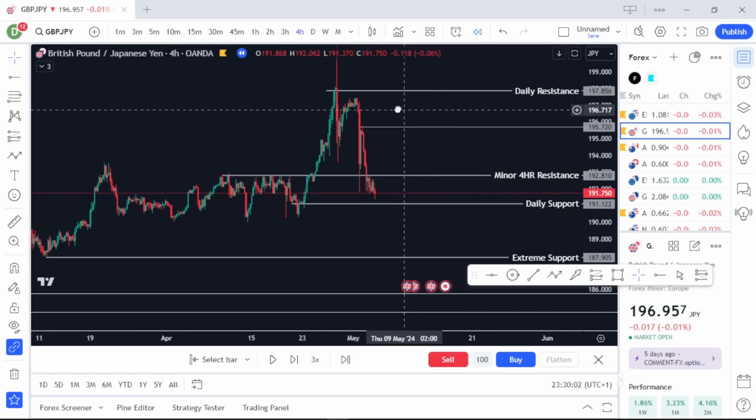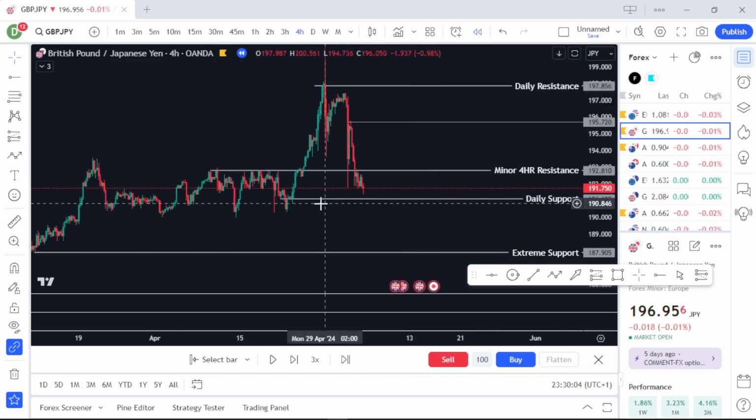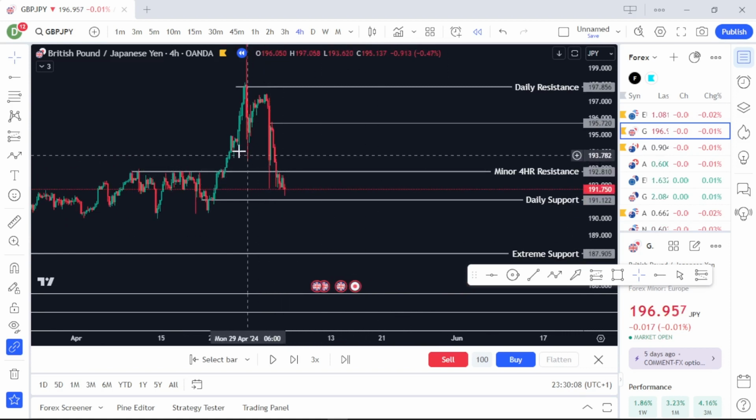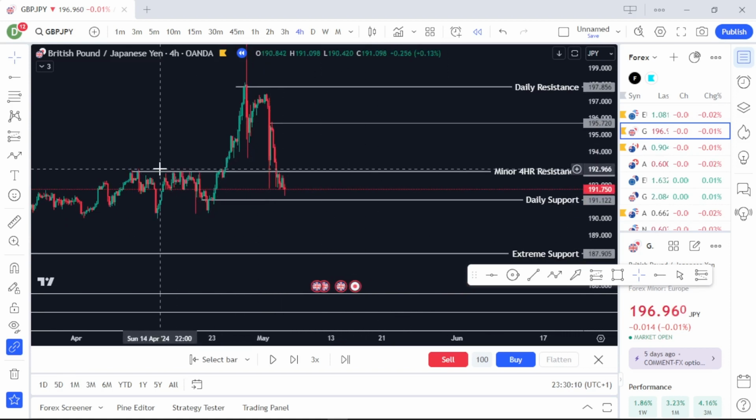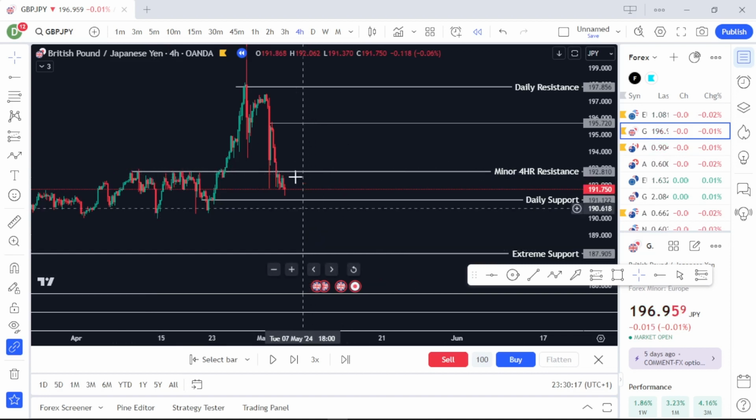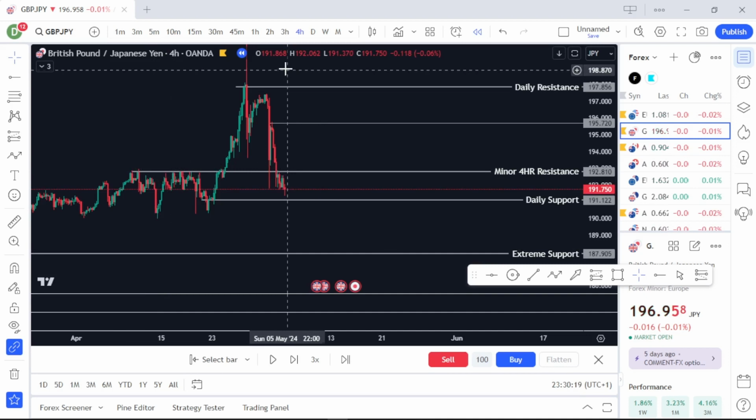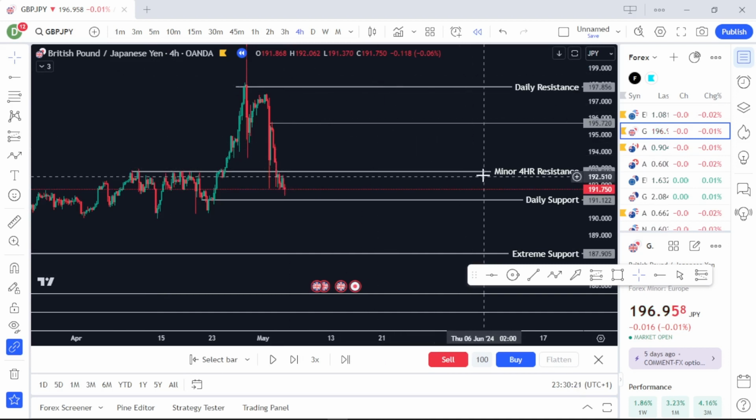Our daily resistance area, our daily support area, and our daily extreme support area. Now, when we came over to the 4-hour time frame, we identified that there's a minor resistance area here where the market might decide to use as a resistance if it should continue downward, or as a support if it should continue upward. So for that, on the 4-hour, we need to mark it out and name it minor 4-hour resistance.